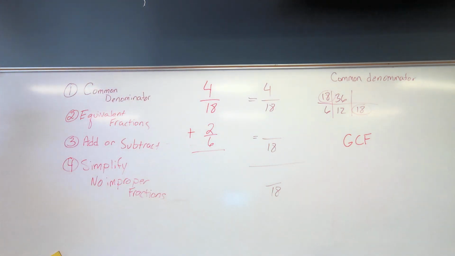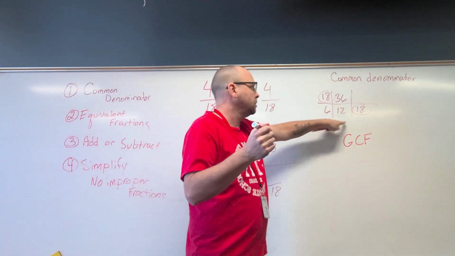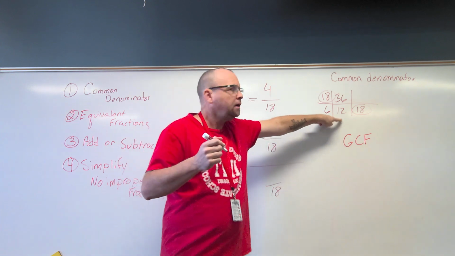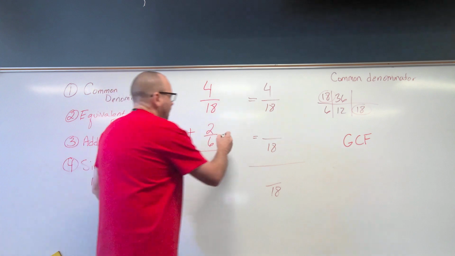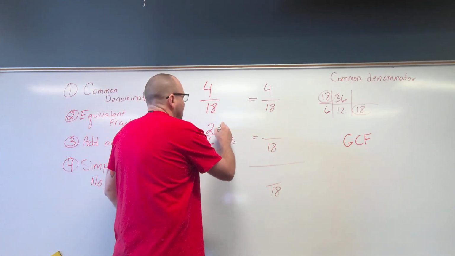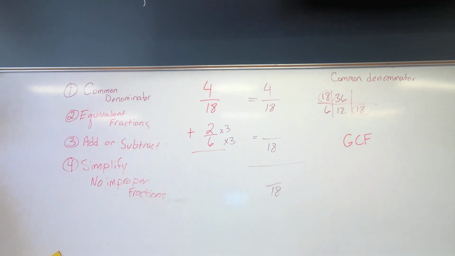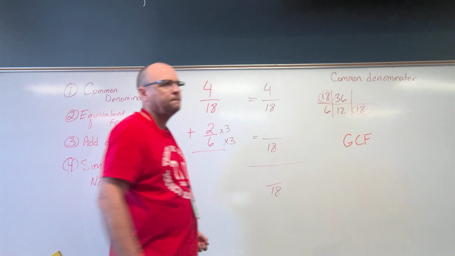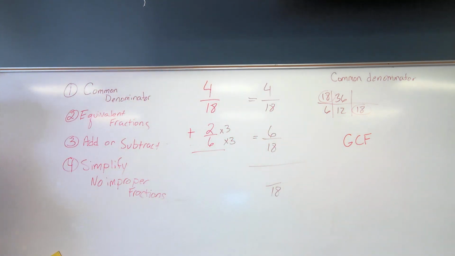Who needs that? Ava, what do you multiply by 6 to get 18? Can I always go over here? Good. See, if I've got this written down, I've already done the math for me. So it is 3. If I multiply my denominator by 3, I must also multiply my numerator by 3. And Ava, 2 times 3 is? 6. 6/18 is exactly the same value as 2/6.